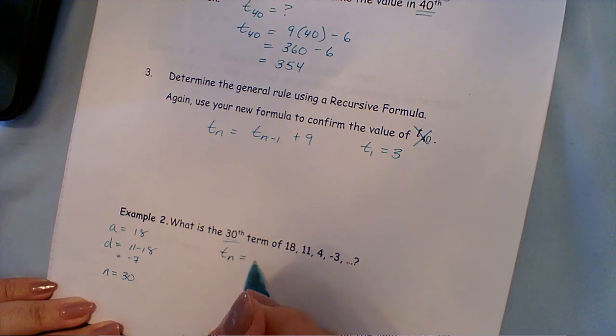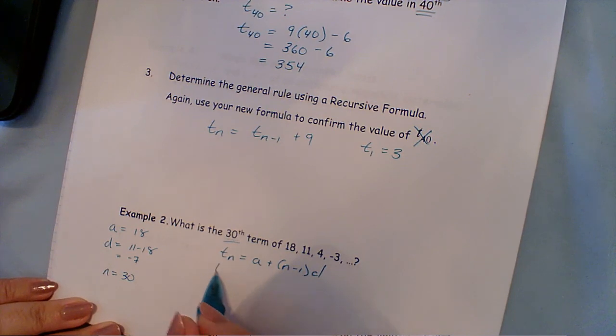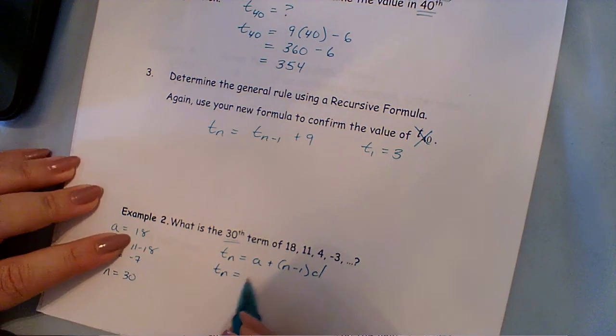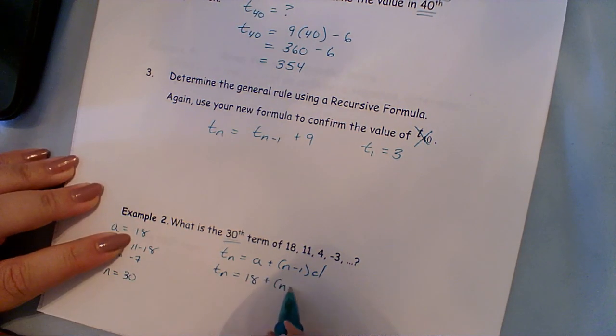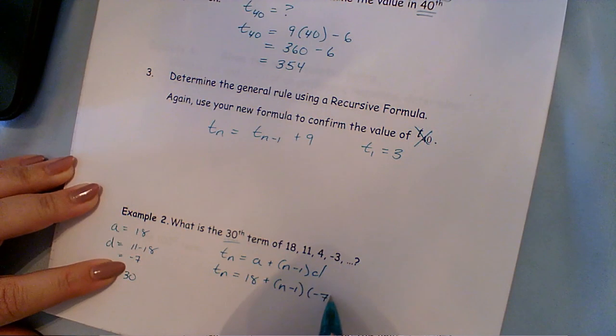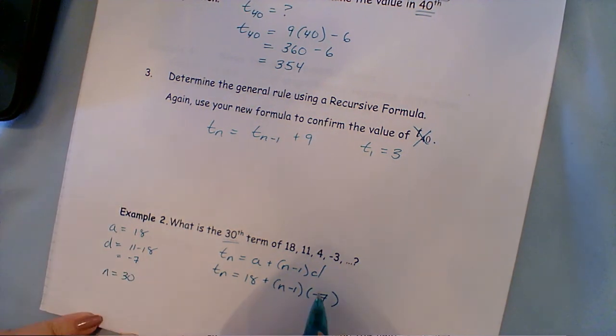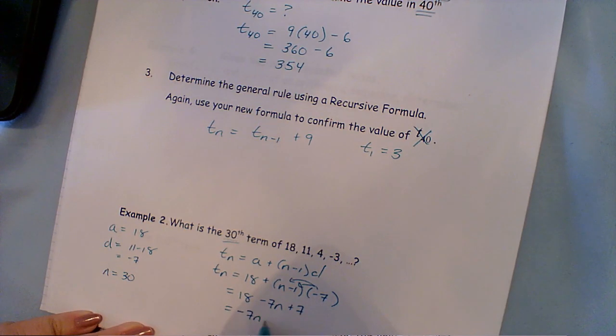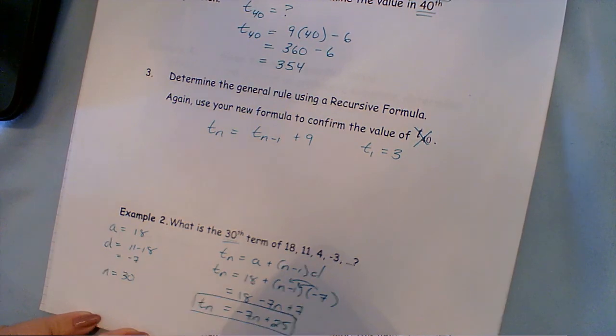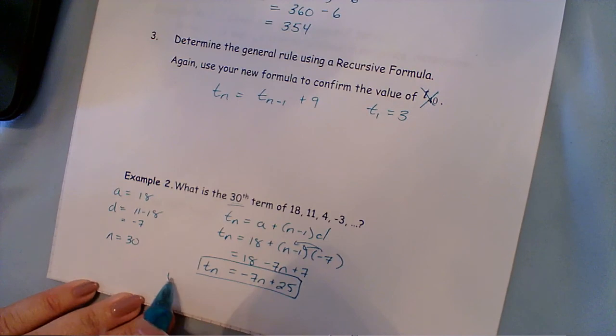So again, since it's arithmetic, Tn equals a plus (n minus 1)d. We can do the Tn formula first, or we can sub in 30 right away. I'm going to keep it general just to start. 18 plus (n minus 1), and d is negative 7. Then I'm going to distribute the negative 7 to the bracket, keeping the 18 in front for now. N times negative 7 is negative 7n. Negative 1 times negative 7 is positive 7. So negative 7n, positive 25. This is called your general term. I can use this now to get T30.